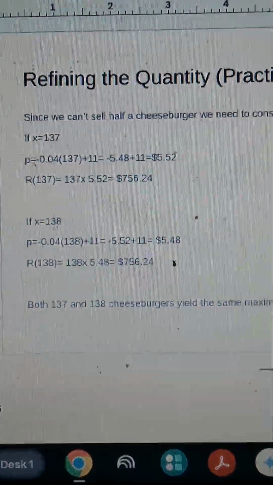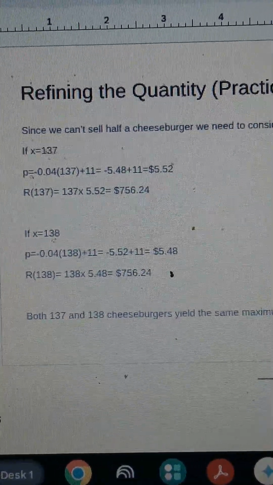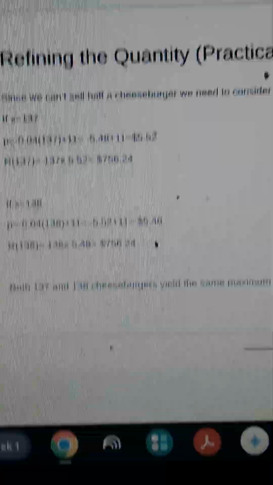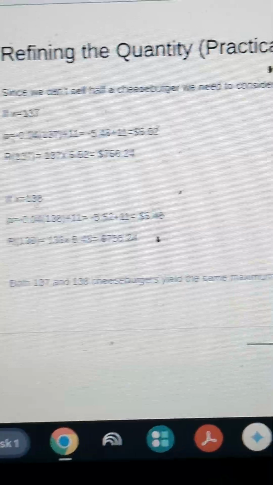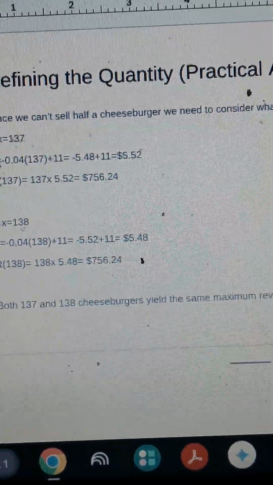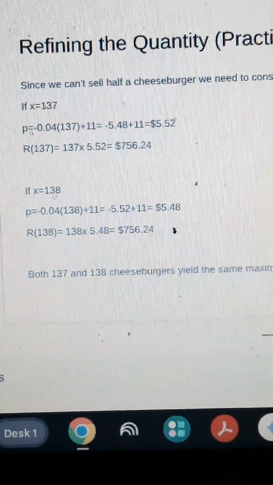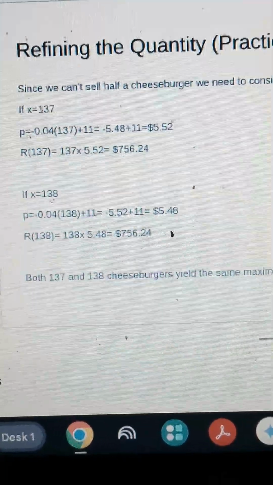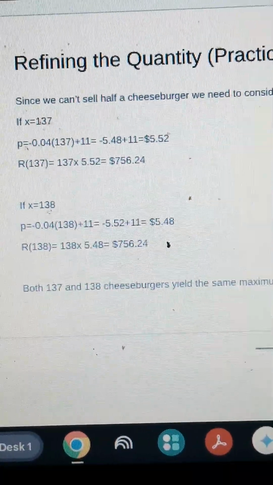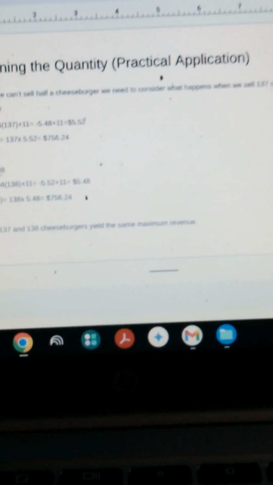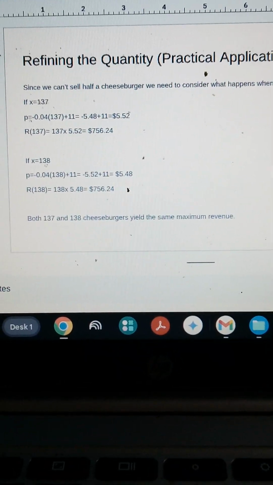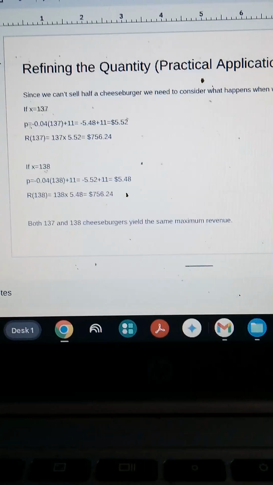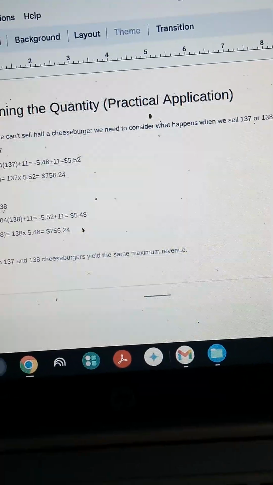We plugged in 138 to the price function, 138 times negative 0.04, and we add 11 to that, which is $5.48. We multiply that by 138, and you can see right there, 756.24. Both 137 and 138 cheeseburgers yield the same maximum revenue.